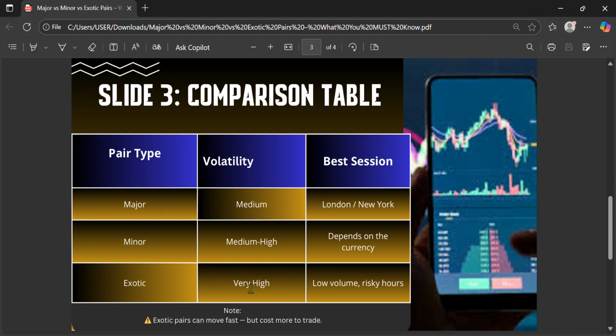Exotic pairs are not going to be moving the way major pairs are moving. The volatility is different, the liquidity is different. Under major pair, the volatility is medium, and the best session to trade it is London versus New York time, because we have an overlap session during that time. Minor pairs are medium high, and this depends on the currency. The best session depends on the currency that you are trading. If you are trading Euro GBP, London session can be best for it.